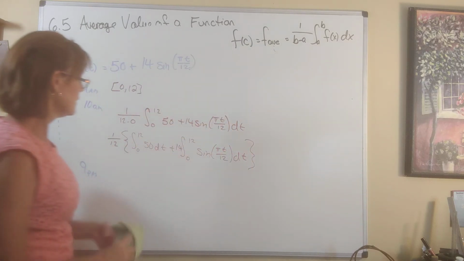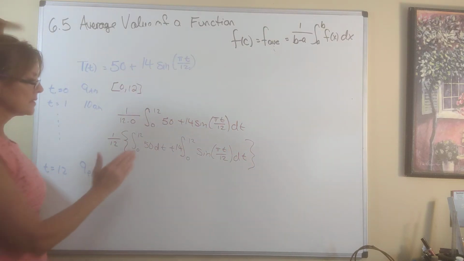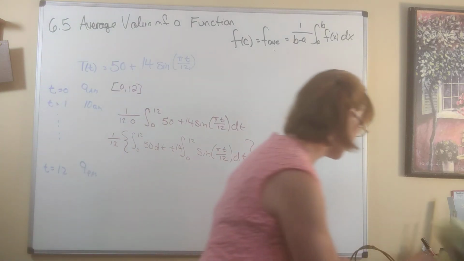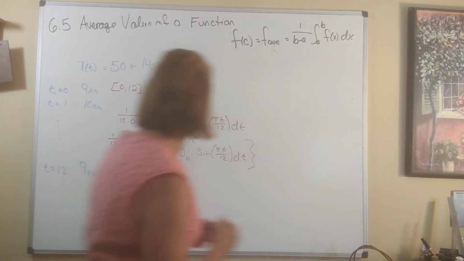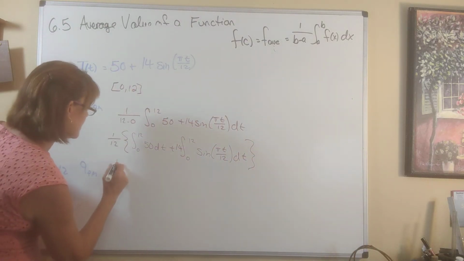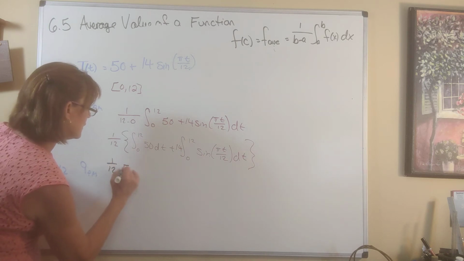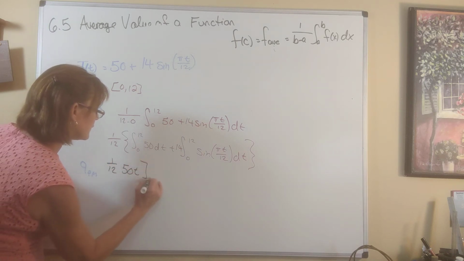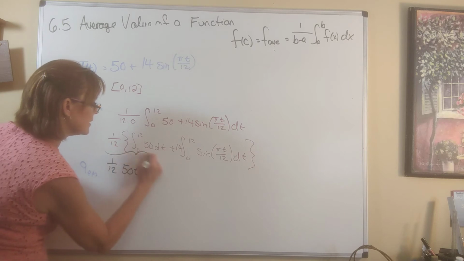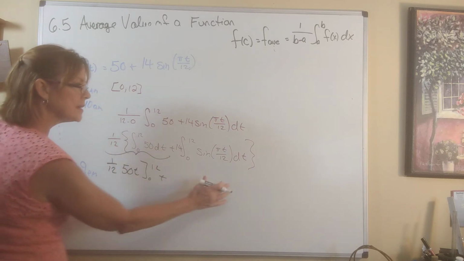Okay, so now, let's integrate 50 dt. That's just 50t, so that's no problem. Let's take care of him. That's going to be 50t. This is 1 over 12 times 50t from 0 to 12. Okay, that's this guy, done. Okay, plus, let's deal with this guy.